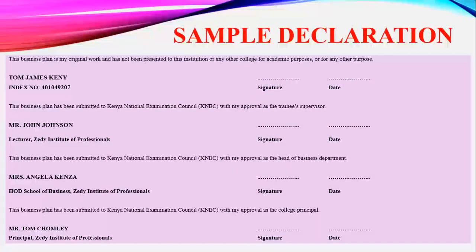So we have a sample here for the same person that we looked at previously. The person is Tom James Kenny, so they're going to sign there. The supervisor is John Johnson. Then they have Mrs. Angela Kenza as the HOD, and the principal for this particular case is Mr. Tom Chomley. All of them are going to sign on this particular document. So this is just a sample, but later on in my next tutorial, I'm going to show you how to edit a document step by step, editing of a business plan.